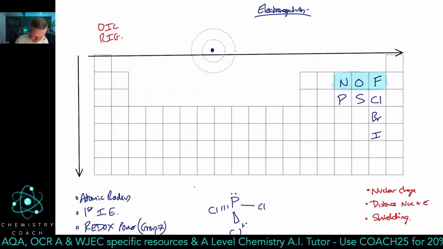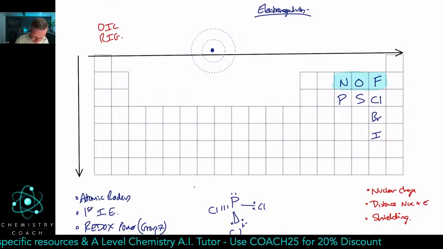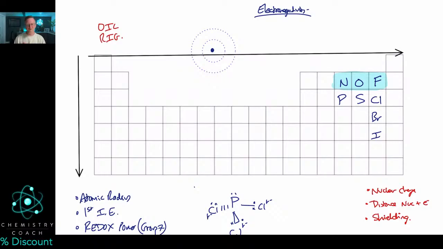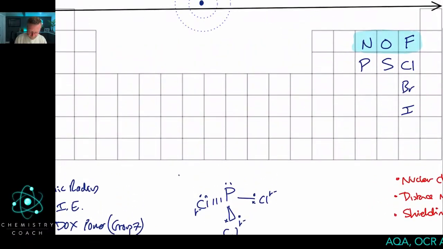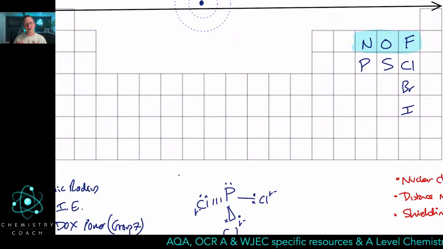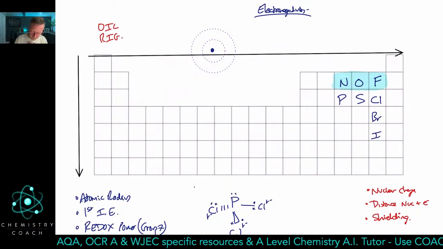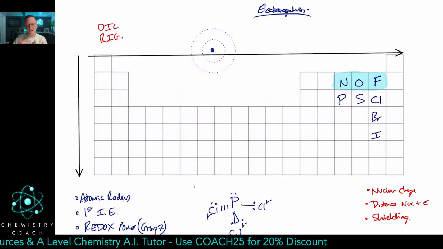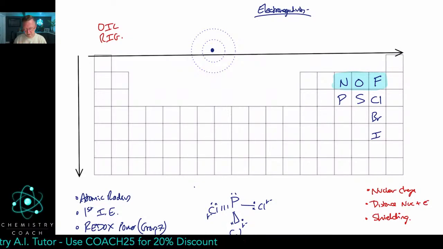So we're going to have slightly negative. Chlorine's going to get the lion's share of these bonding pairs of electrons. Okay, so that's where phosphorus and chlorine come in with each other. Now I know this because chlorine is more electronegative than phosphorus. How do I know that?